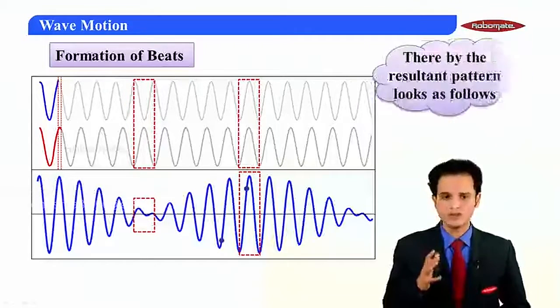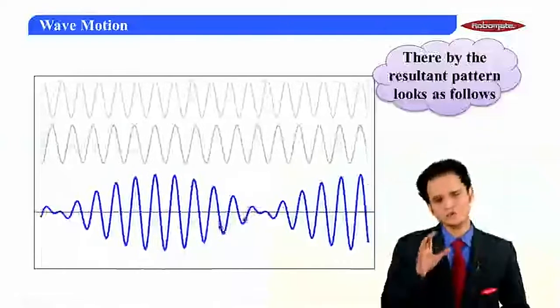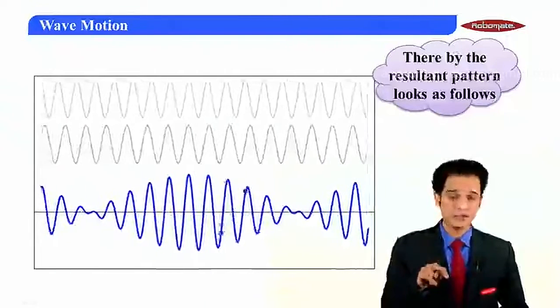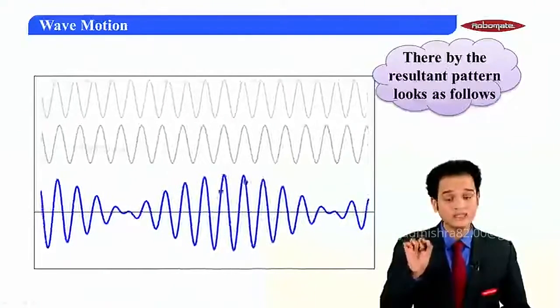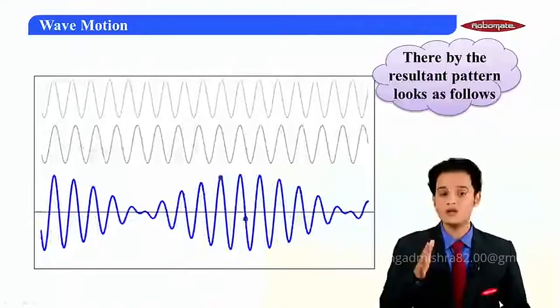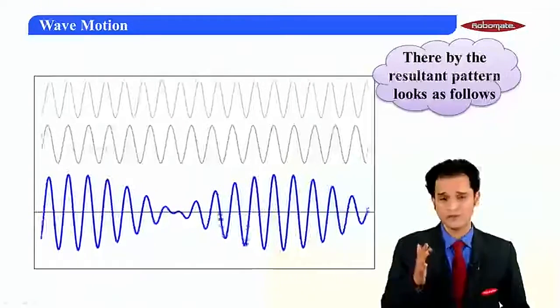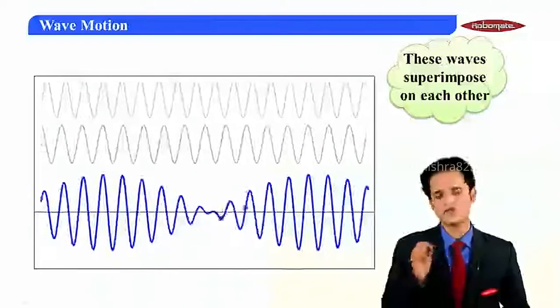Now students, the resultant pattern looks exactly like this, if two waves are continuously getting emitted having the same amplitude and slightly different frequencies. Students, remember, the frequencies have to be slightly different in order to get beats. If there is a large difference in the frequencies of the two waves, you will not hear any beats. So let us go ahead further, students.